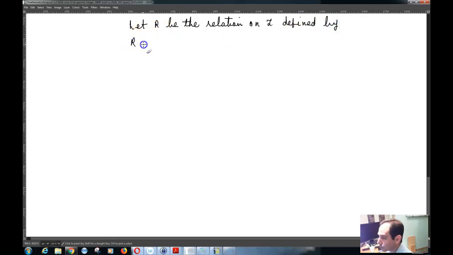Now question number 9 is, let R be the relation on Z. Z is the set of integers, defined by R equal to all the ordered pairs (a, b), such that a and b belong to the set of integers, and a minus b is an integer. And you want to find the domain and range of R.